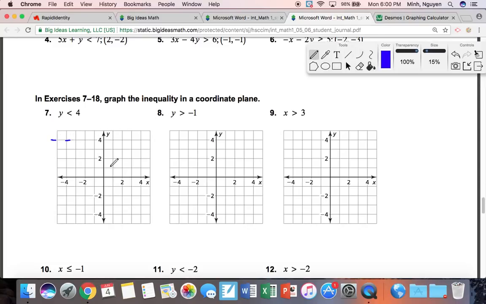So again, the y axis is up and down, vertical. So 1, 2, 3, 4. So this is where y is equal to 4.